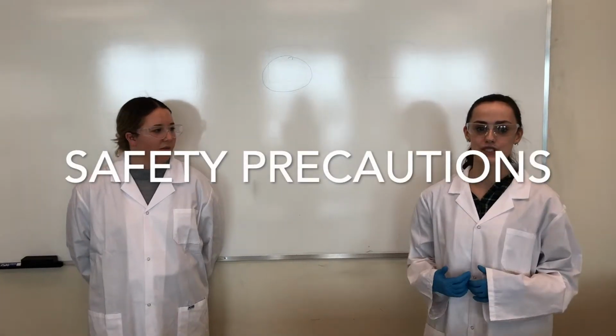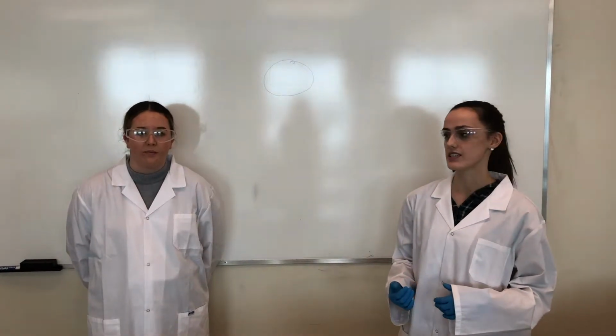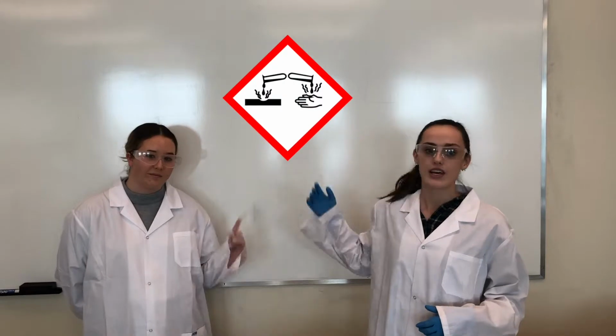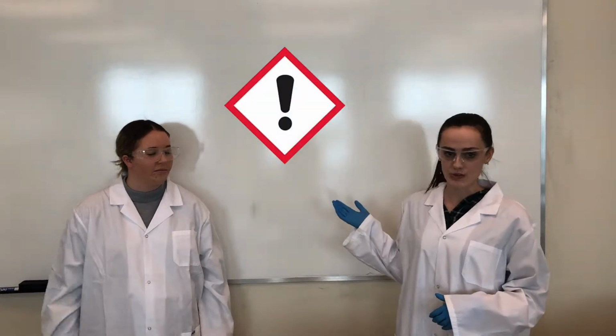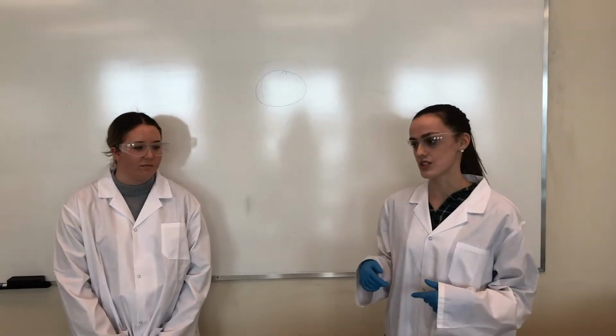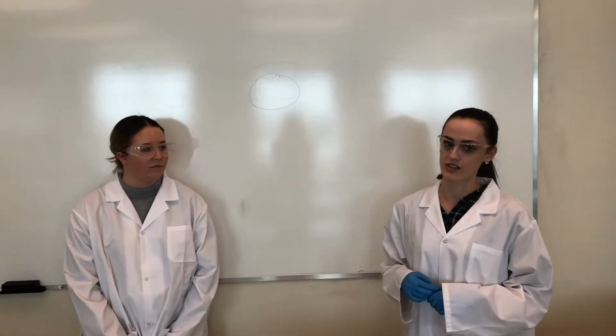In the silver mirror procedure, one of the chemicals being used is ammonia, and it has the WHIMS properties of being corrosive. It is also damaging to the ozone layer and damaging to aquatic environments. For these reasons, we're going to be doing the procedure under the fume hood.